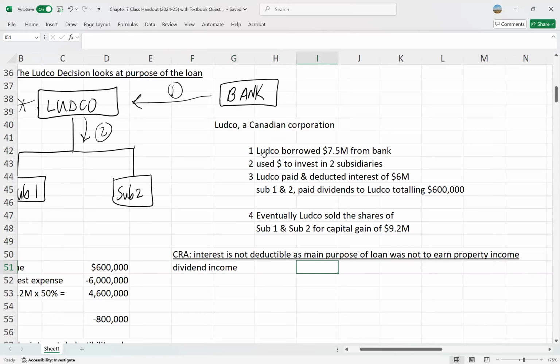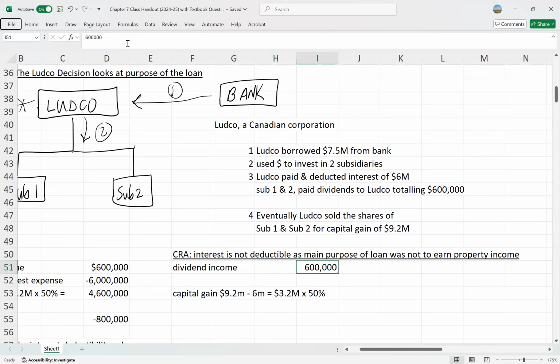You still have to declare the dividend income of $600,000, but the interest expense is not deductible. Instead, when you calculate your capital gain, which is $9.2 million, you can capitalize the interest, meaning that you can add it to the cost of the shares. And so that $6 million would reduce the capital gain, not dollar for dollar against the dividend income. And so the capital gain then should be $3.2 million, and 50% of that's deductible.